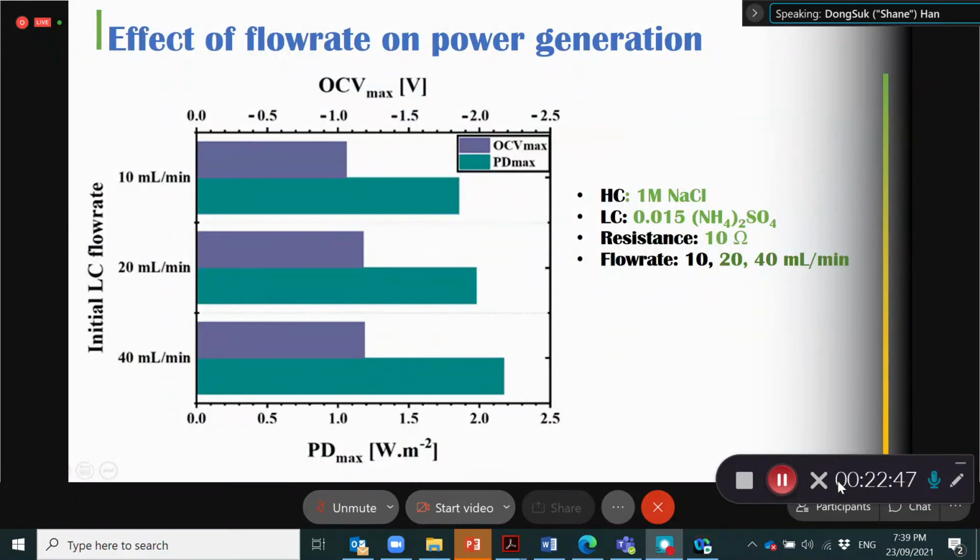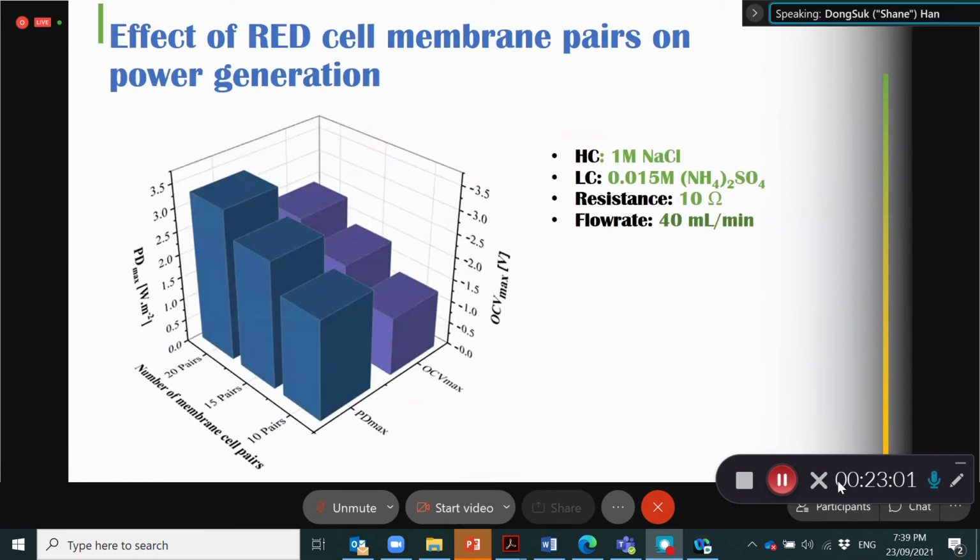When we increase the flow rate, we get a higher power density value. So a faster flow rate minimizes the loss of the salinity gradient. And when you increase the number of membrane pairs, of course, they can generate more power compared to a low number of membrane cells.